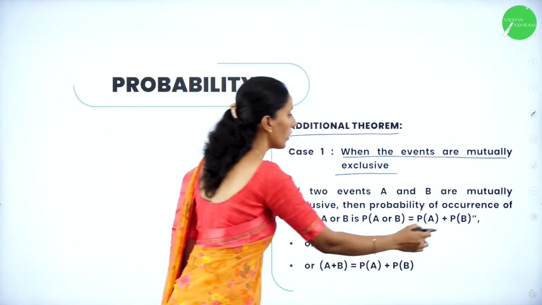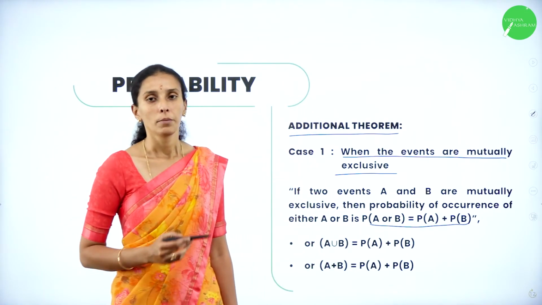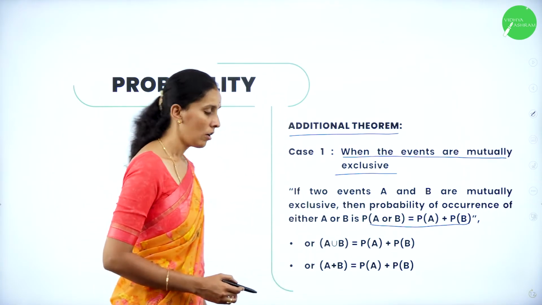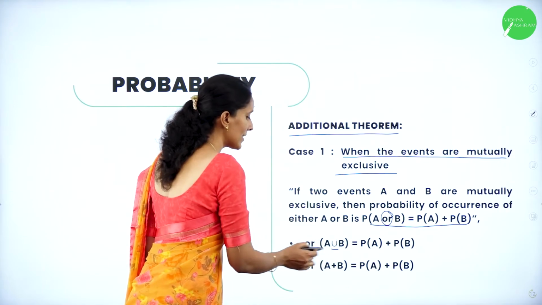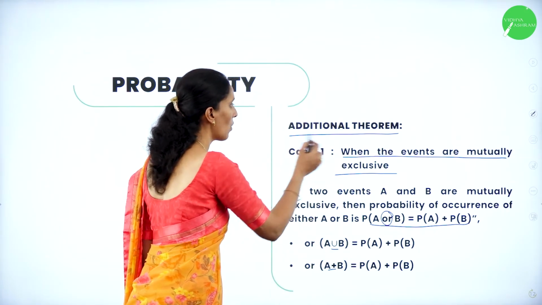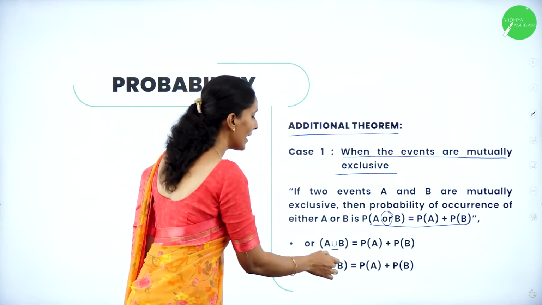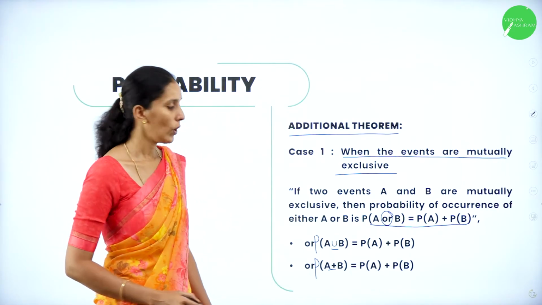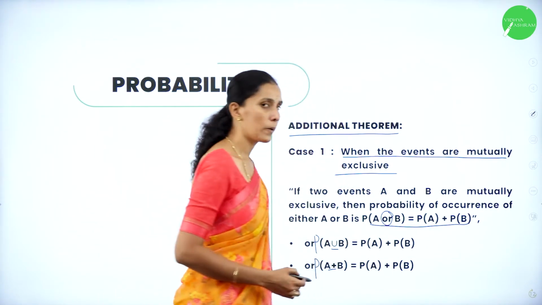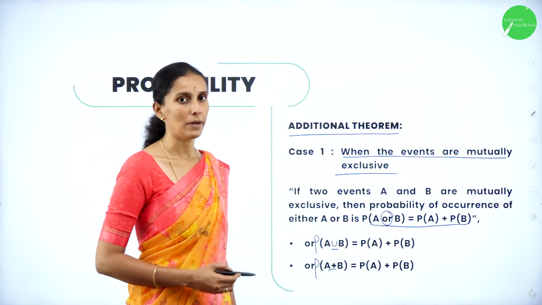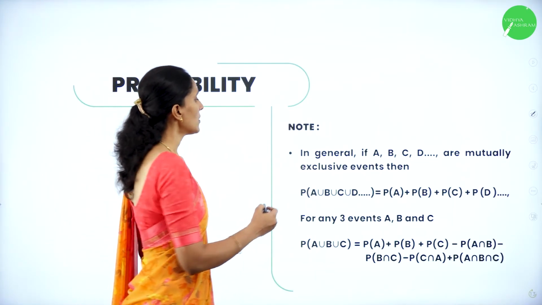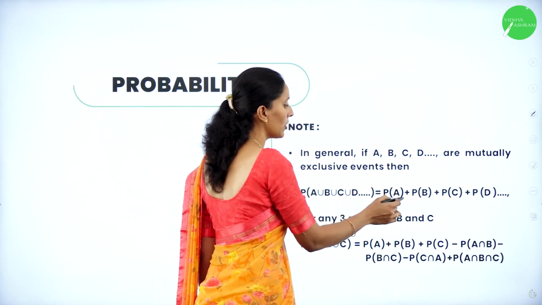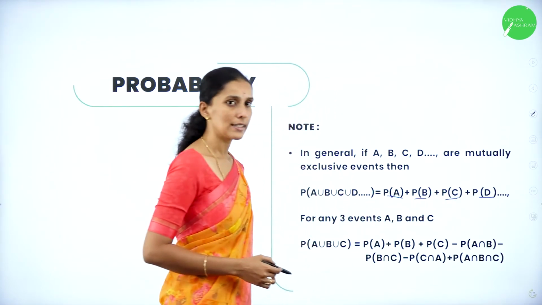So this is how we write the probability of a mutually exclusive event. That is the probability of A or B. A or B is nothing but union, and union is nothing but sum. That is the addition theorem. So when you are adding two events, the probability of the two events will be equal to the sum of the two probabilities. Next, in general, if you have n number of events, then they can be written as P of A, P of B, P of C, P of D, like that, a summation.